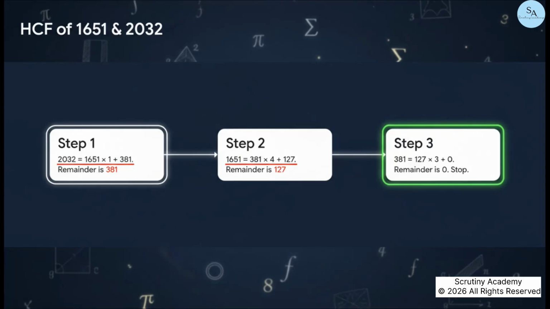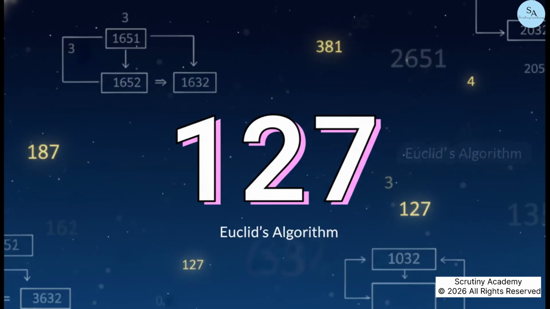Okay, now let's tackle that tougher problem from earlier, the HCF of 1651 and 2032. Let's just follow the steps. Step 1, 2032 divided by 1651 gives a remainder of 381. Step 2, 1651 divided by 381 gives us a remainder of 127. Step 3, 381 divided by 127 gives us a perfect remainder of 0. And that's our cue to stop. The divisor in that final step was 127. That means the HCF of 1651 and 2032 is 127. A problem that looked like an absolute nightmare was solved cleanly in just 3 steps. That's the real power of Euclid's algorithm.